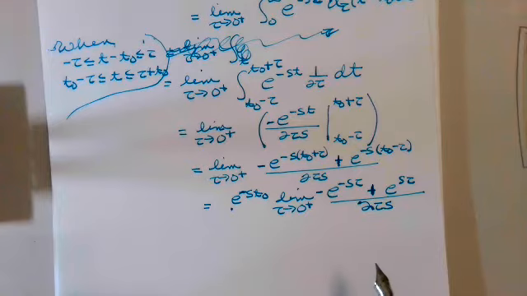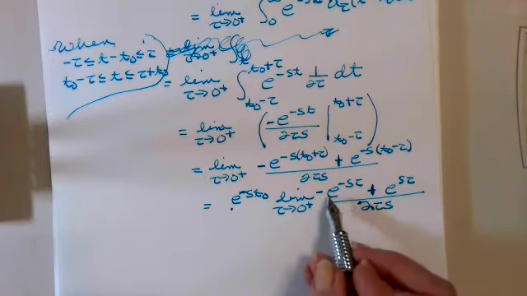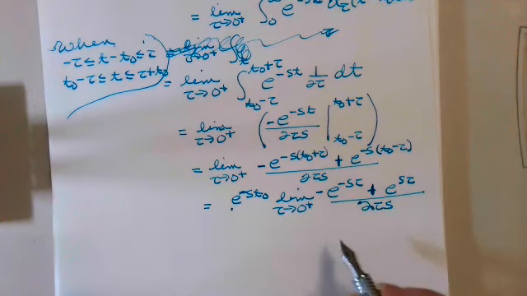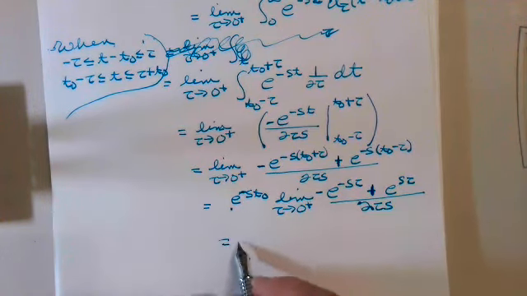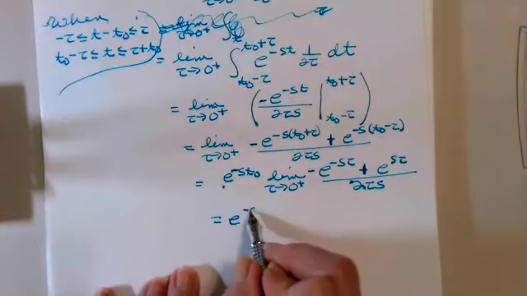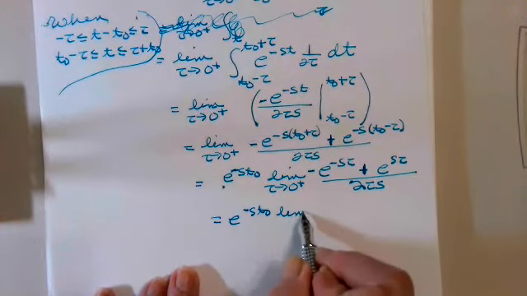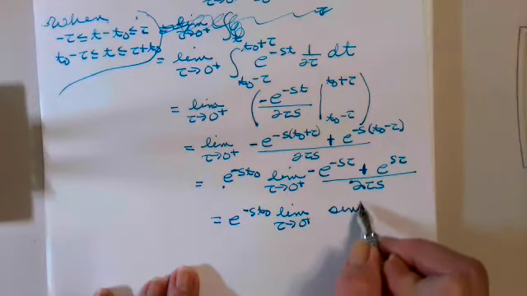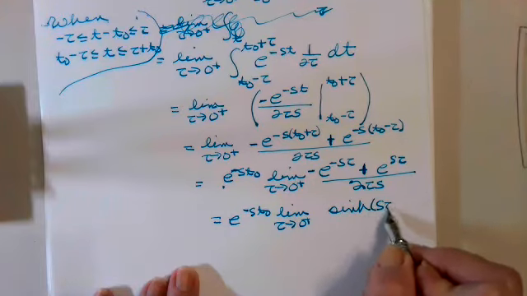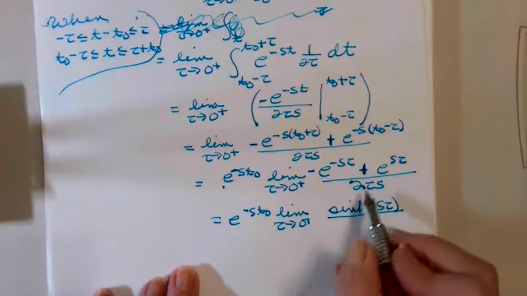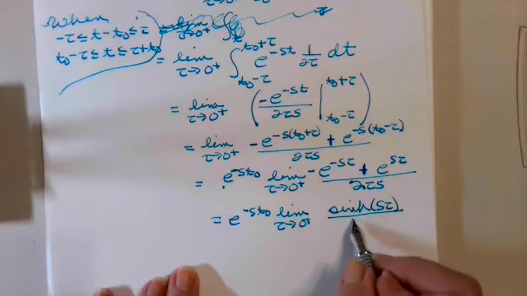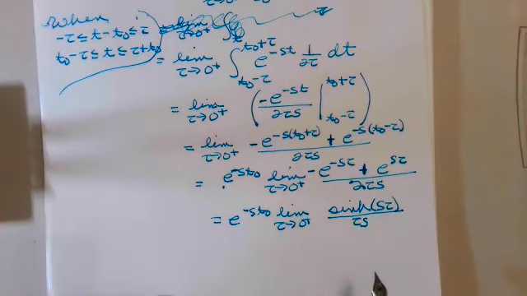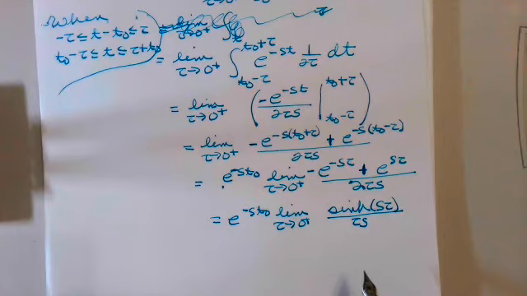Okay. And now you notice that this e to the s tau minus e to the minus s tau over 2 is sinh s tau. And then we divide by tau s. All right, and now you want to take the limit as tau goes to 0.